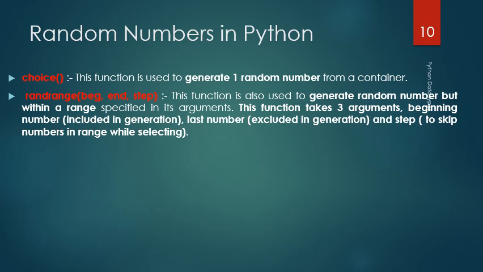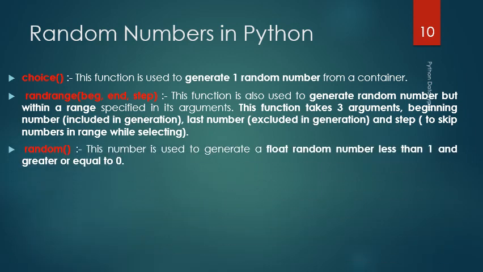For example, randrange(1, 5, 2) means the random numbers are generated between 1 and 5, and 5 is excluded. And the step used is 2. After 1, we choose only 3.